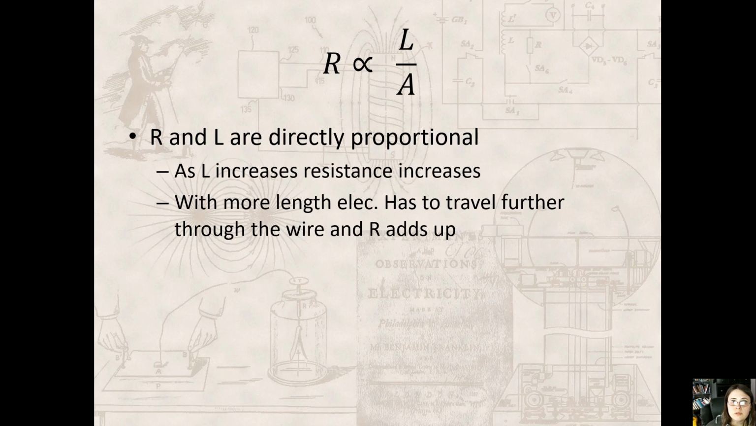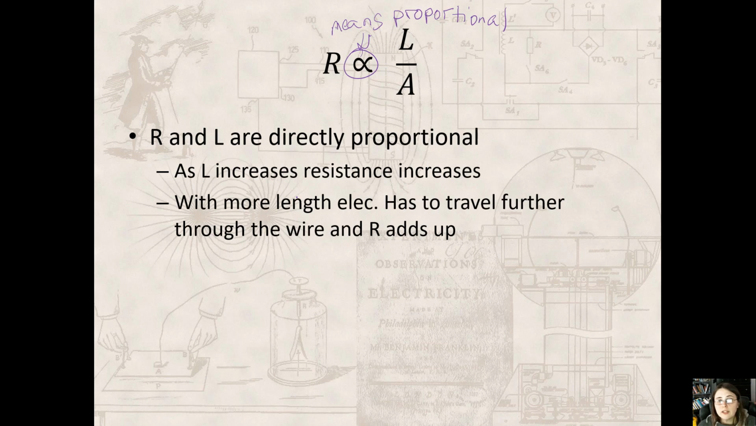This symbol right here means proportional. It just means that we can ignore the resistivity, rho, and focus on the cross-sectional area and the length. It means that the resistance and the length are directly proportional. So as the length increases, the resistance will increase.